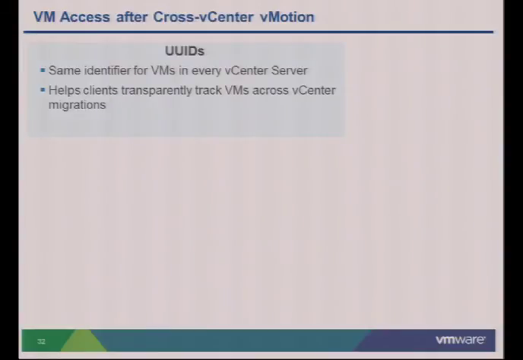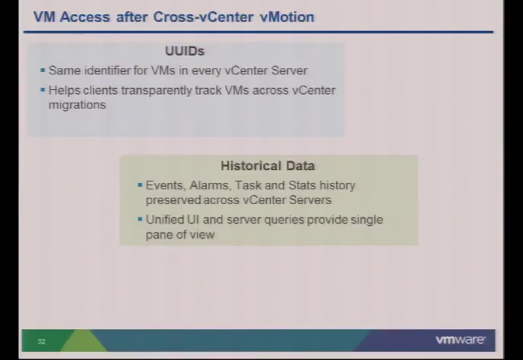So what happens to the VM after it has migrated across the VC? Each VM will have its own unique identifier associated with it throughout its lifecycle. This will allow clients who need to plug into the VC environment to easily identify and track the VMs as they move from VC to VC. Historical data, such as stats, alarms, and events, will be preserved across vCenter servers. So a user will be able to look at a UI and see a unified history of the VM, a continuous history, including data from both the source and destination VCs.